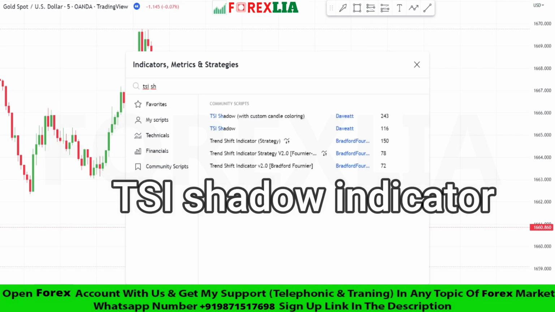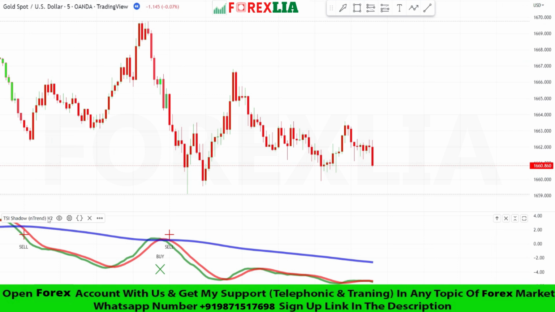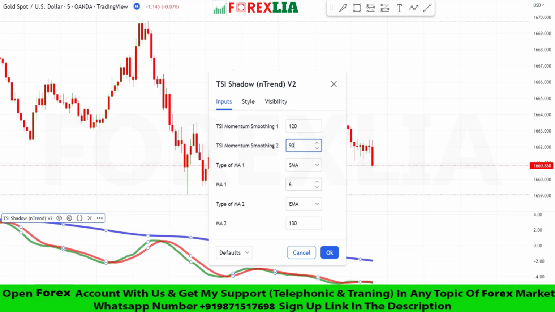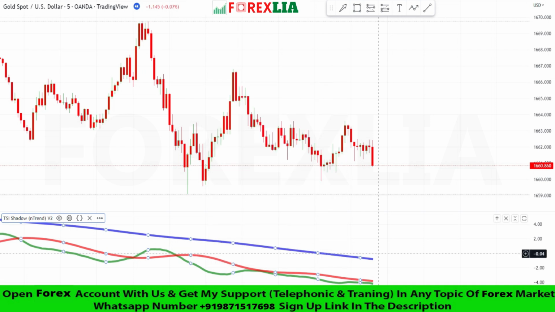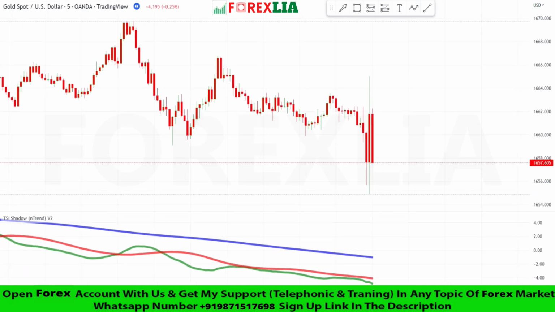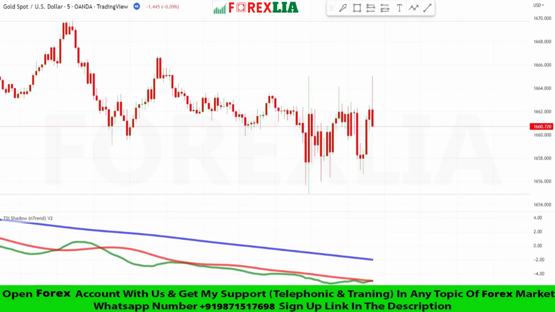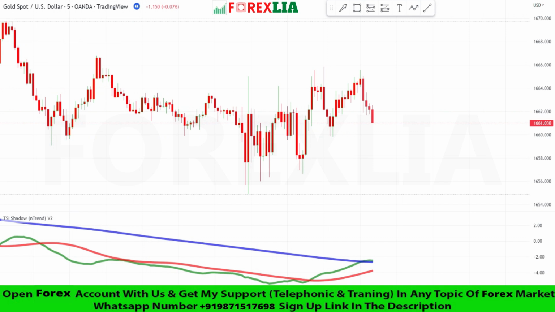For this strategy we need the TSI shadow indicator, with some settings changed. If the TSI shadow indicator signals buy, then we take a buy trade.